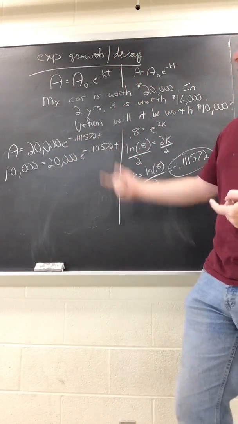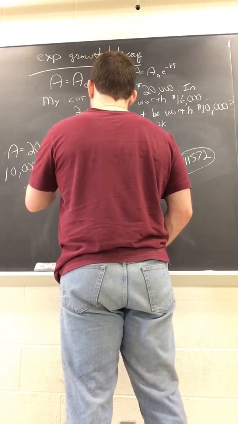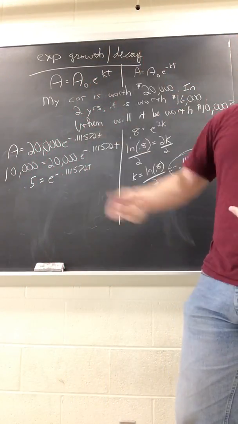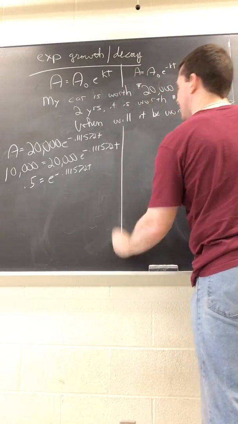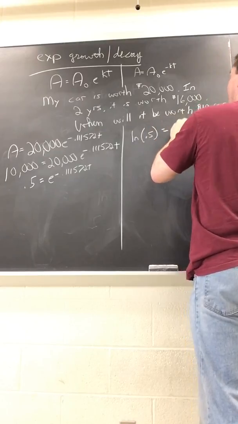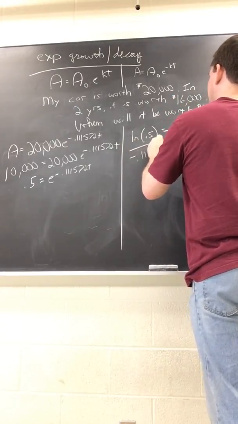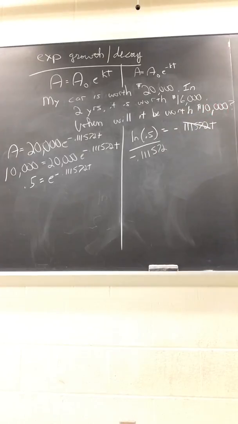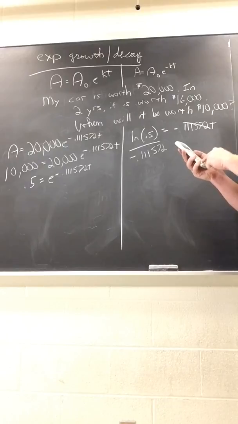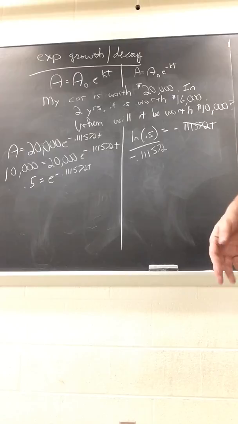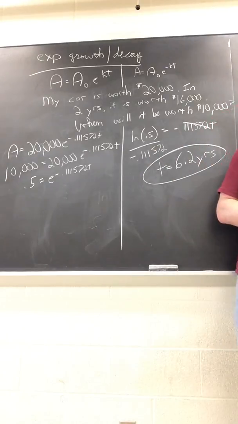Now do all the exact same algebra we did here. Divide the 20,000 over. 10,000 divided by 20,000 is 1/2. So 0.5 equals e to the negative 0.111572t. How do I bring down the power? Natural log of both sides. So I get ln of 0.5 equals negative 0.111572t. And now divide by negative 0.111572. And that's my t. So we get 6.2 years. And there we go, nice and straightforward and direct.